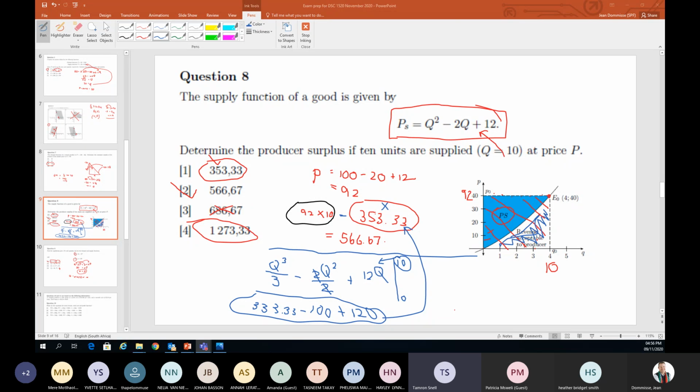So like, let me just get this straight. So this is Q3 over 3 with the Q2 over 2 thingy, that plus 12Q. That's how you integrate a quadratic function. Yes. So it was basically integration of basically PS. And if I integrated this function, it would have given me 353.33. Okay, great. Yes. Cool.